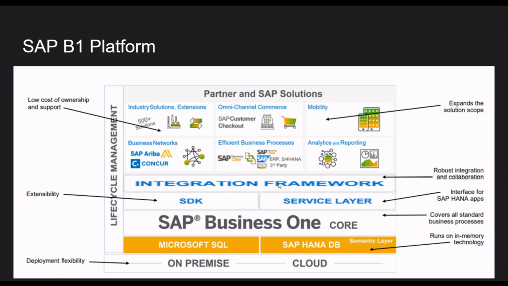On top of that, there is B1 IF, which is called the integration framework right now, and it is the robust integration and collaboration of the whole SAP Business One to the HANA, right? And on top of that, there could be multiple third-party applications, like reporting, some other analytical dashboards, and some other applications that can be used.